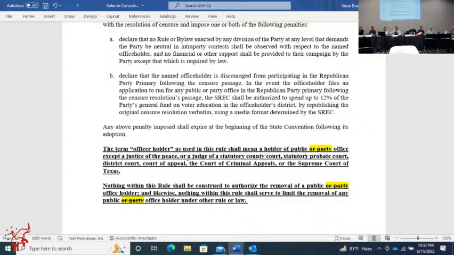Debate being exhausted, all in favor of adopting the highlighted language signify by saying aye. Aye. All opposed, nay. Nay. The nays have it. The motion fails.